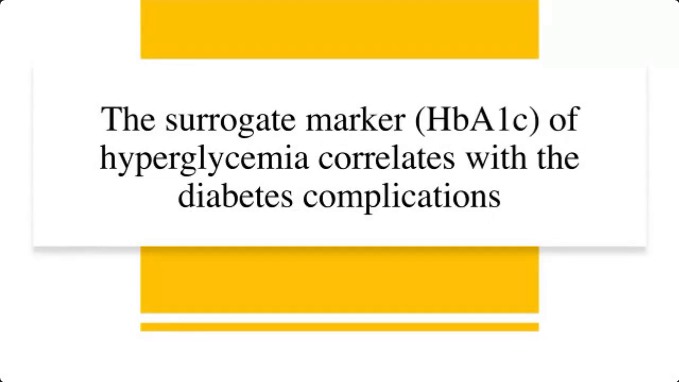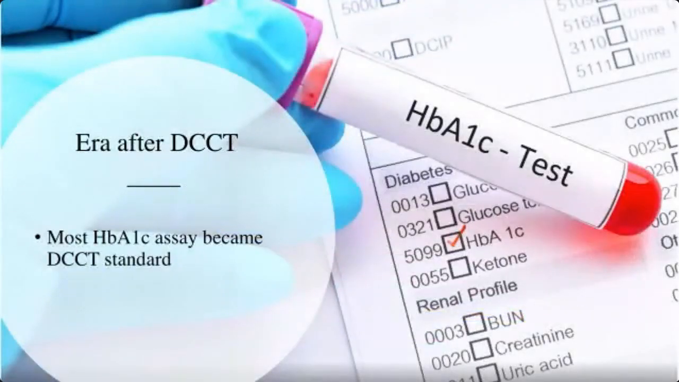And it was difficult really to measure the neuropathy. After the era of DCCT, people started to use the hemoglobin A1C assay that is DCCT standard. So the DCCT has formed a new era of assay for hemoglobin A1C, and you might have this experience more than us as a clinician, they will say that this is DCCT standard.